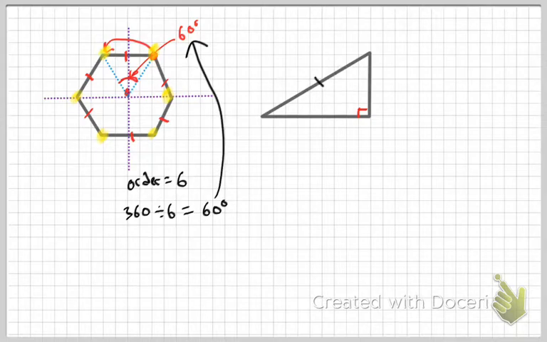And then if I have a triangle that is what we call scalene, all 3 sides are different, this will not have rotational symmetry. So not rotationally symmetric.